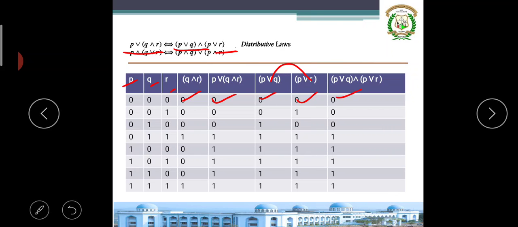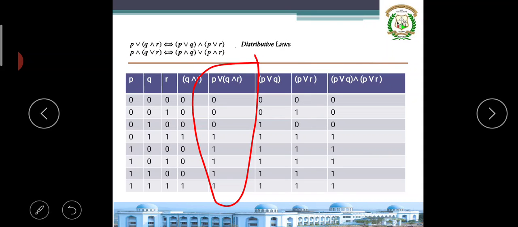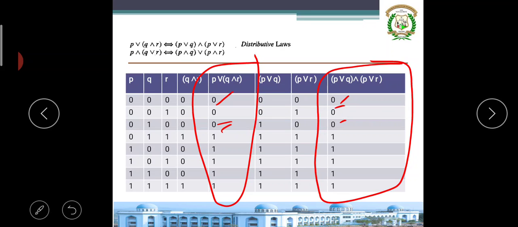Like this way, when I fill in this table, what I get? I clearly understand the things. What we are writing, P or Q and R, is logically equivalent to P or Q and P or R. First one is 0, second one is 0, third one is 0, next all ones. Exactly correct. It's called distributive law.